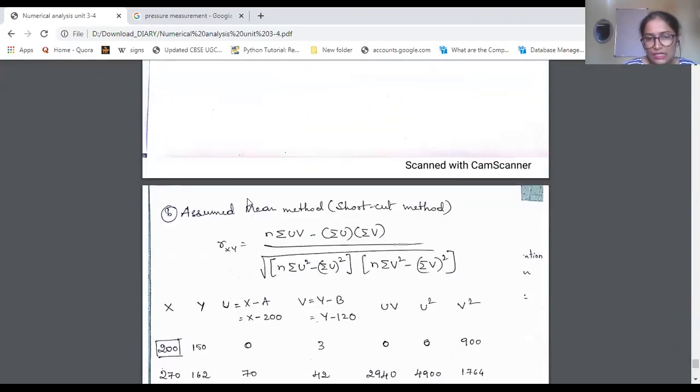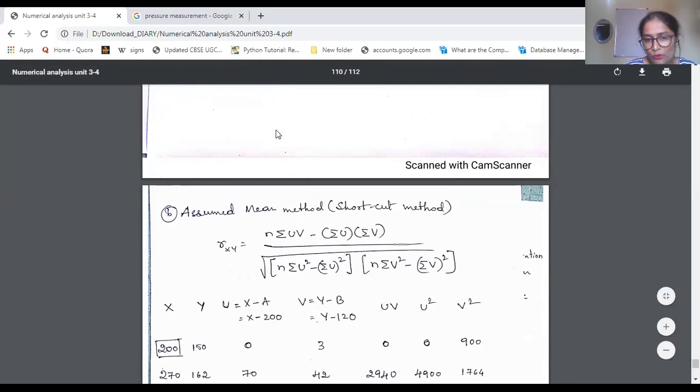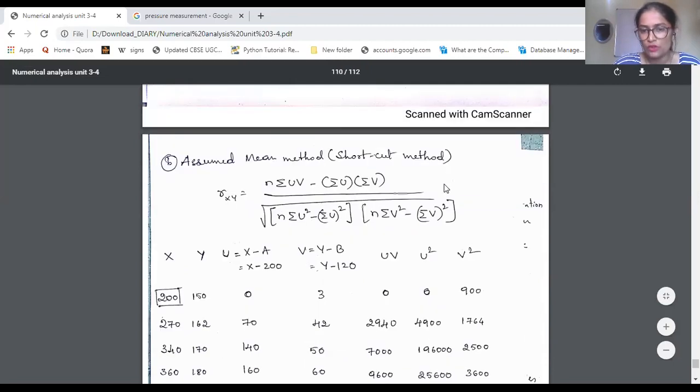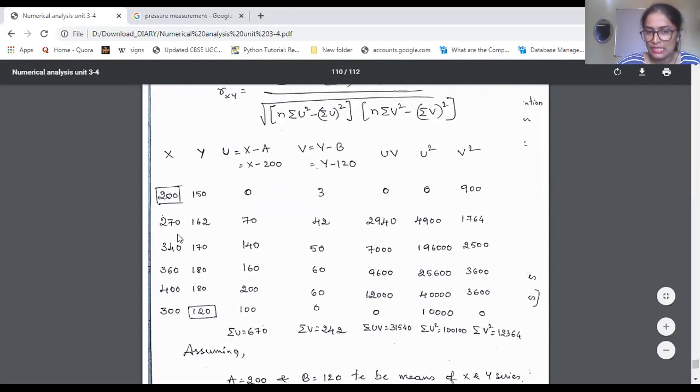In this case, we have taken the same problem but with a different approach. Here we have taken the formula for the assumed mean method. The formula is almost the same except for these u and v. We have replaced all the x by u, all the y by v. So what is u here? u is equal to x minus a. What is a? a is any arbitrary value from the series x. And what is b? b is another arbitrary value from the series y.